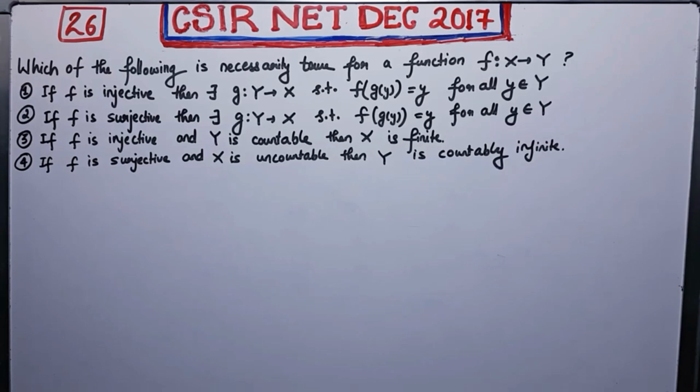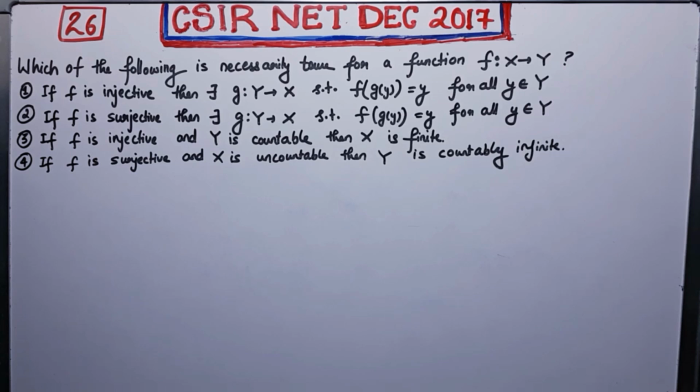This is a set theory question, or you can say an analysis question. Okay, so let us read. Which of the following is necessarily true for a function f from X to Y? The first option says: if f is injective, then there exists g from Y to X such that f of g(y) is equal to y for all y belonging to Y. So this is your first option.